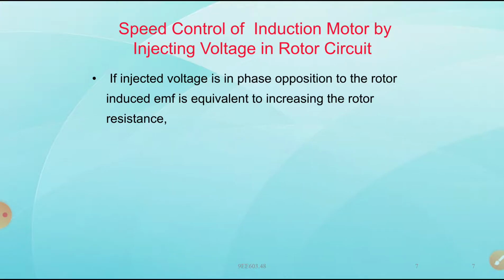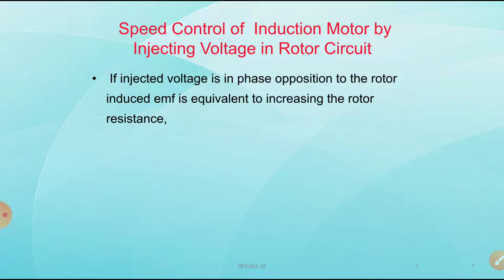So, dear students, if the injected voltage into the rotor circuit is in phase with the already induced voltage in the rotor circuit, then rotor resistance value decreases, slip also decreases, and speed will increase. So, by changing the phase angle, whether it is in phase or out of phase, we are going to control the speed of the induction motor.